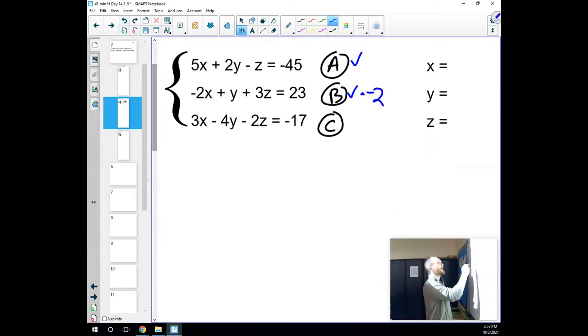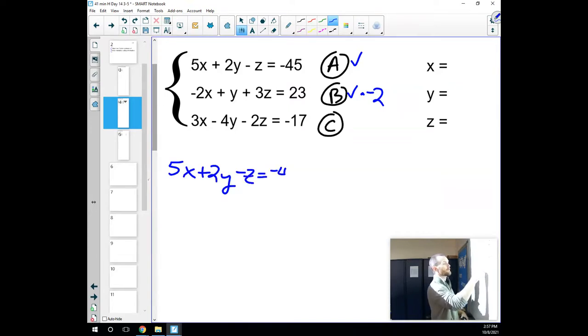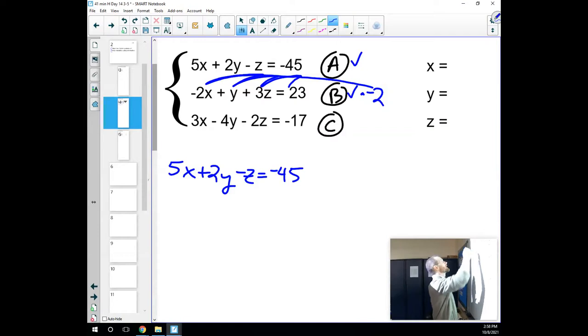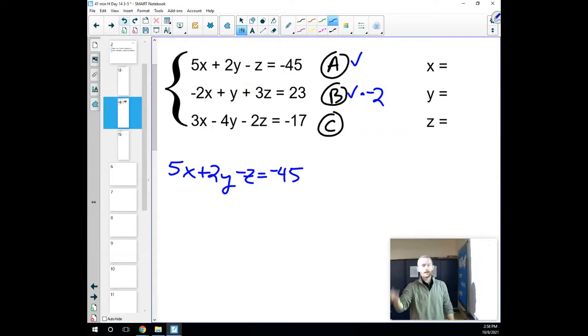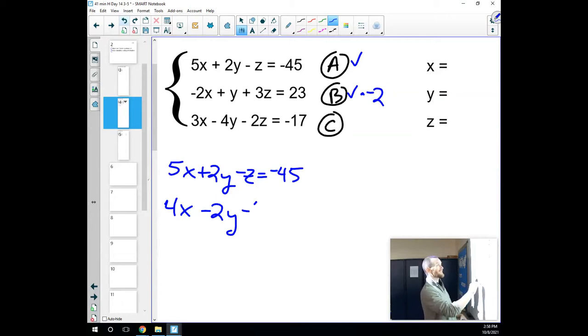All right, so A, I'm just going to copy down. It's 5x plus 2y minus z equals negative 45. And now we have to distribute that negative 2 to everything we see in B. Every single constant, every single coefficient. So the negative 2x becomes positive 4x. I'm going to be real careful with my signs here. Negative 2y, when we multiply, negative 2 times 3z is negative 6z, equals negative 2 times 23, which is negative 46.